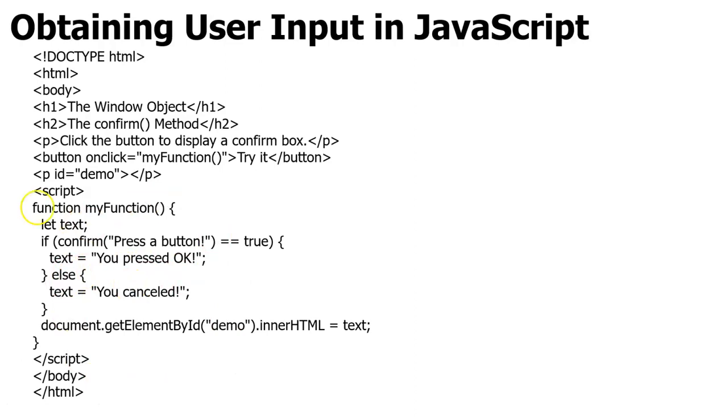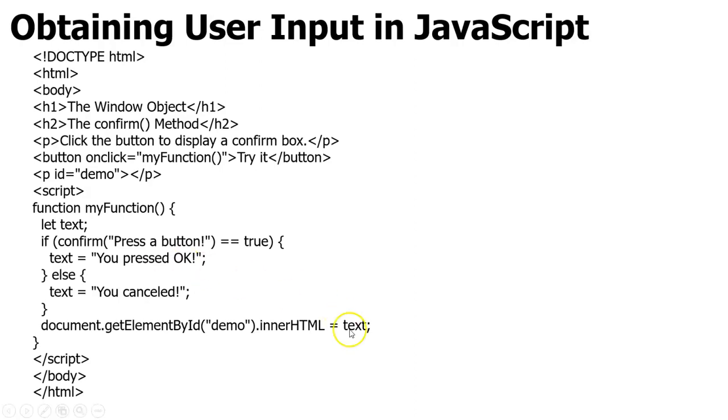The keyword here is confirm, within brackets "Press a button". It indicates one dialog box will appear saying "Press a button". You have two options: one is OK and the other is Cancel. If you press OK, you will get the message "You pressed OK". If you click Cancel, you will get the message "You cancelled". Either way some text will be printed.